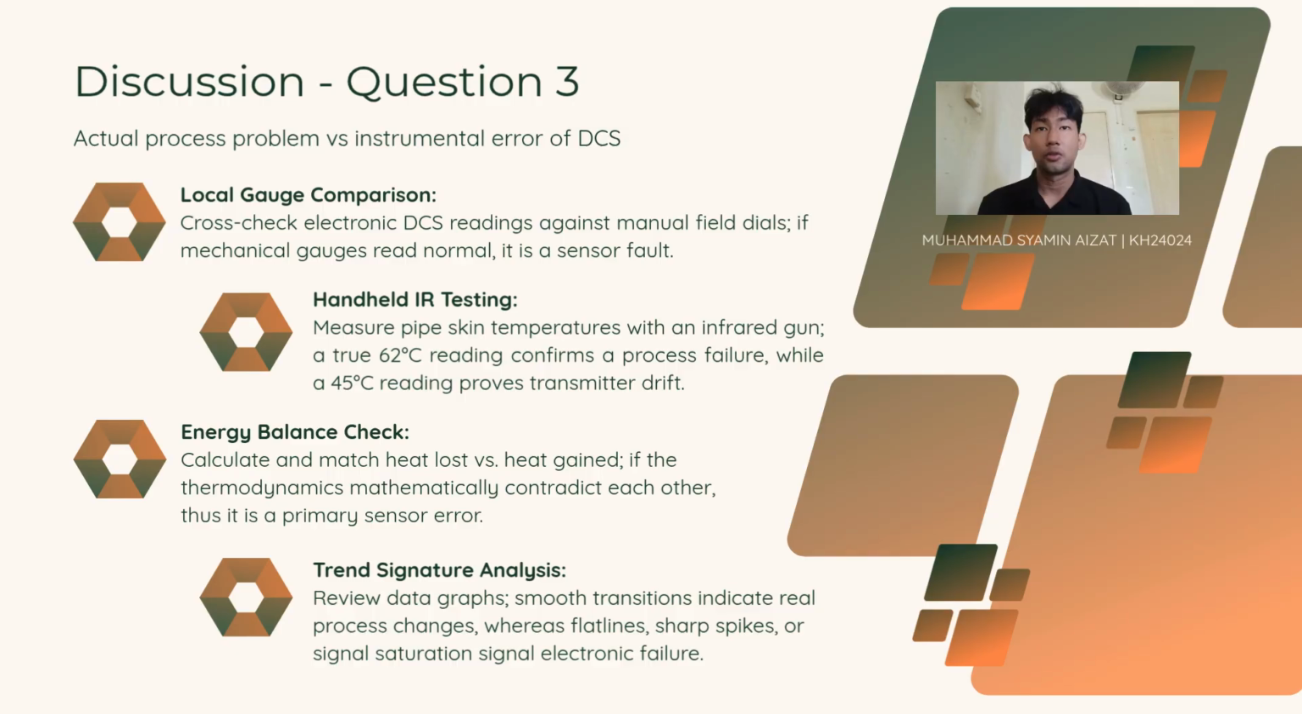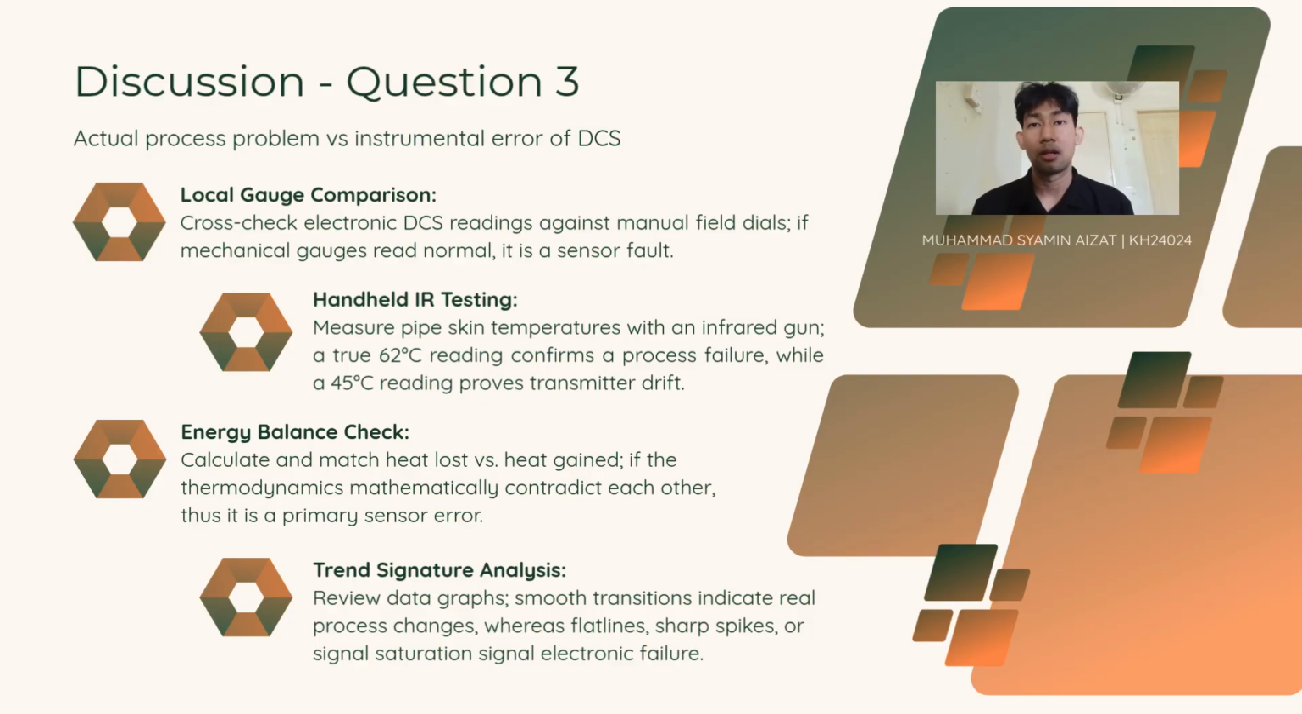This allows us to cross-check digital control signals against physical manual valve blockage. So for question 3, what is the actual problem versus the instrument error that we get from the DCS? First, local gauge comparison. We cross-check the electronic DCS reading against manual field dials. If the mechanical gauge reads normal, it is a sensor fault.